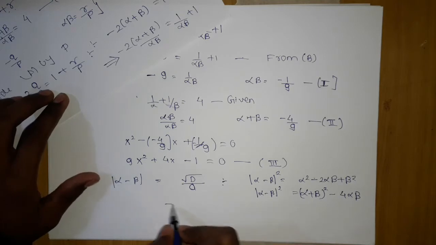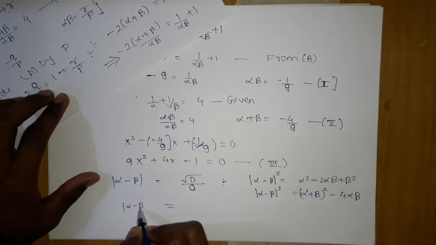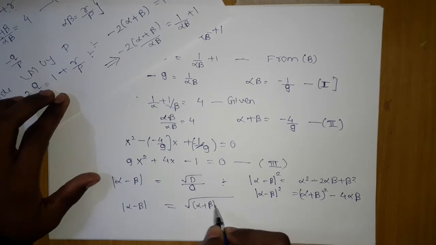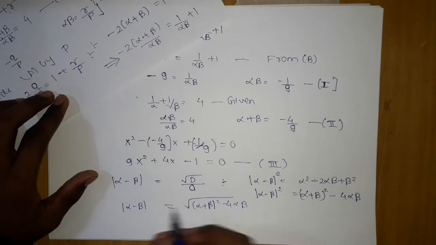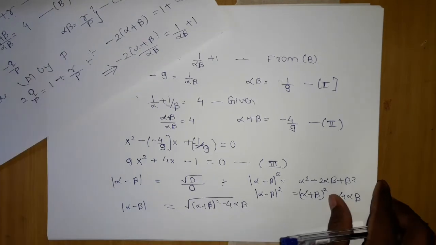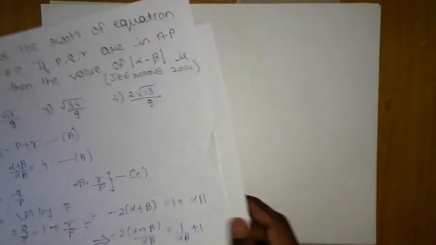If I move it that side, what I get? Alpha minus beta should be equals to under root of alpha plus beta the whole square minus 4 into alpha beta. So our job is done. From here you can get it, or from here. Now let me use the next page and solve it further.